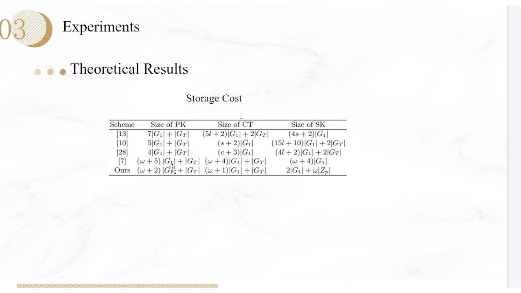The storage cost of literature 7 and the proposed scheme only depend on the number of wildcards in the access policy, which typically requires a smaller storage cost than literature 13, 10, 28. Compared with literature 7, the size of PK, CT, and SK in the proposed scheme is markedly smaller. Therefore, the storage cost required by the proposed scheme is minimal.